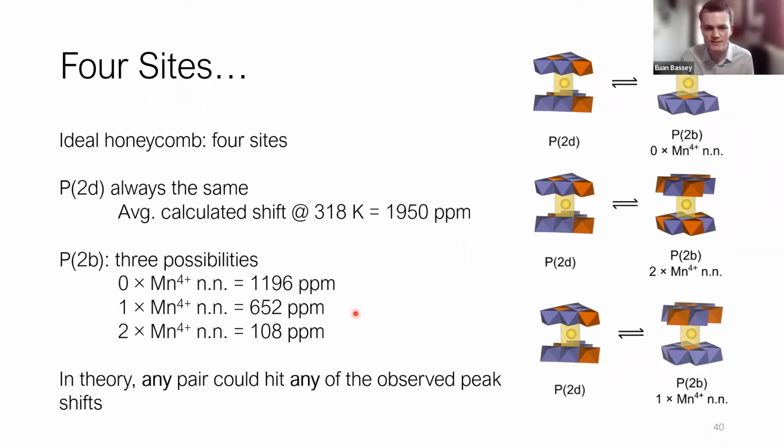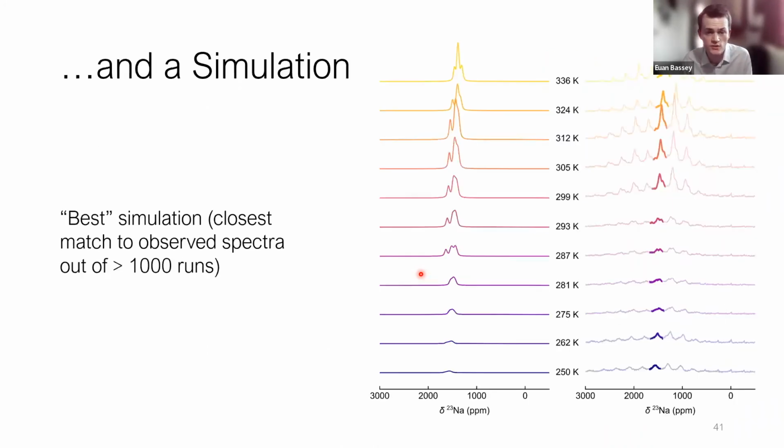Which means, in theory, if we were to do just a simple dynamic average model, any of these pairs could actually make the spectrum fit. So you'd have to go through many simulations, as it turns out a few thousand, to identify which ones work best. But this was the best simulation I could get, and it is the only one that faithfully reproduces the data as I observed it.